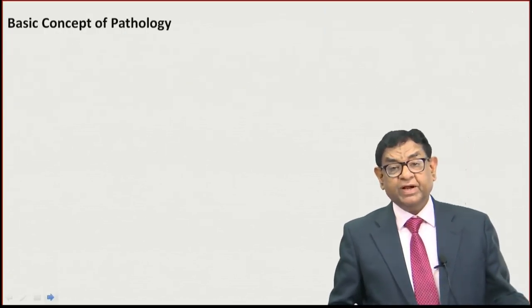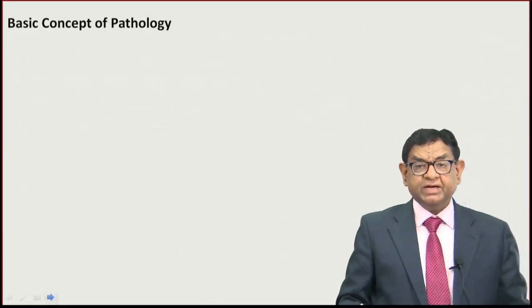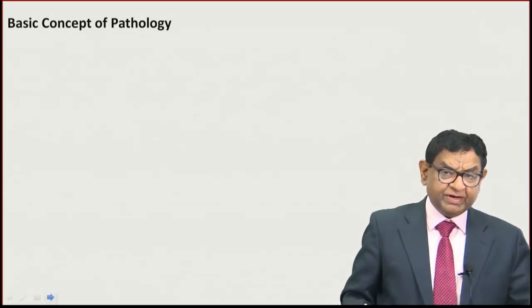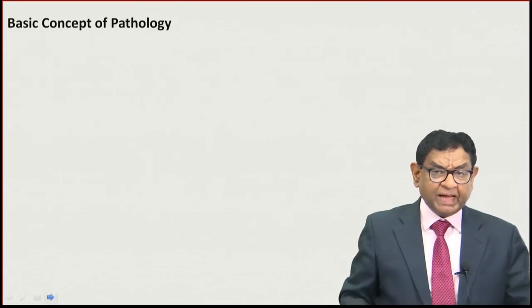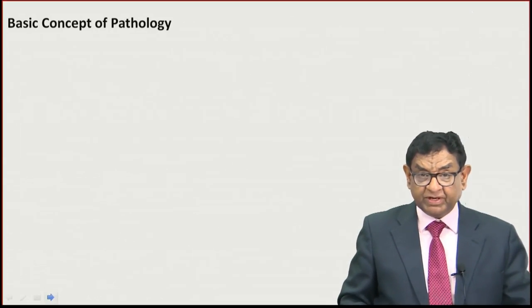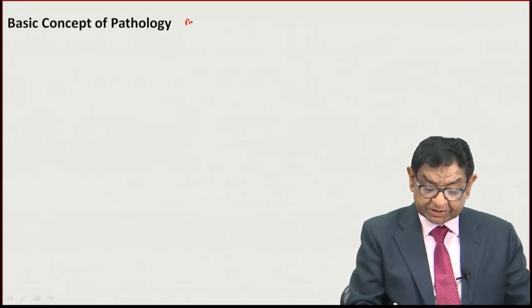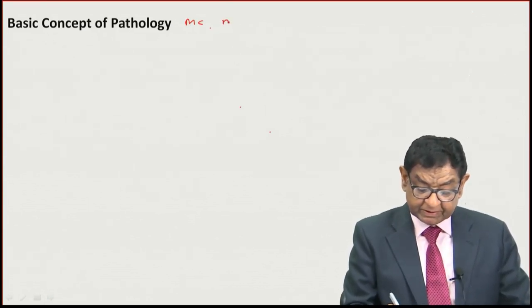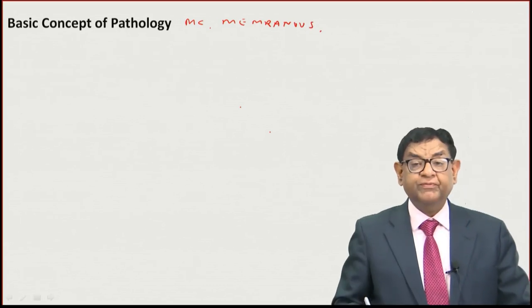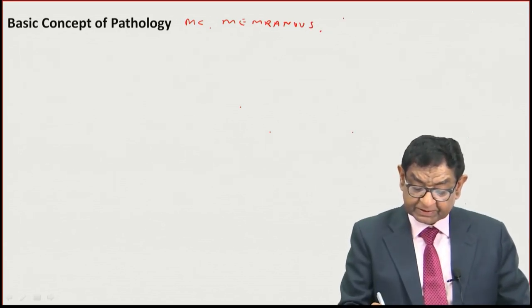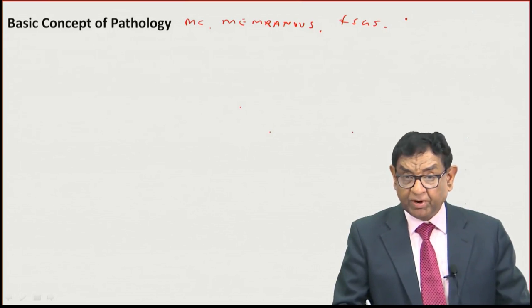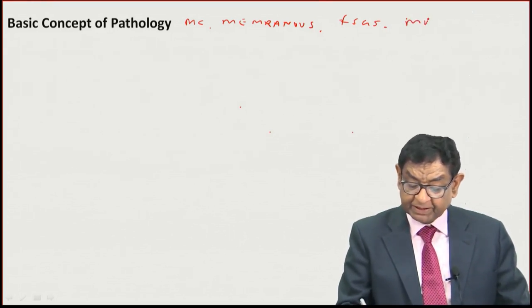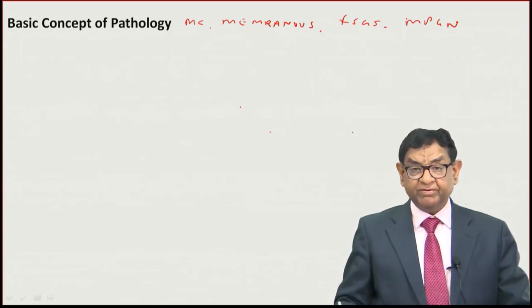Well, now before I discuss nephrotic syndrome, I'd like to tell you some basic concepts. The four primary renal glomerular diseases which lead to nephrotic syndrome are minimal change glomerulonephritis, membranous glomerulonephritis, FSGS, that is focal and segmental glomerulosclerosis, and MPGN, that is membranoproliferative glomerulonephritis.